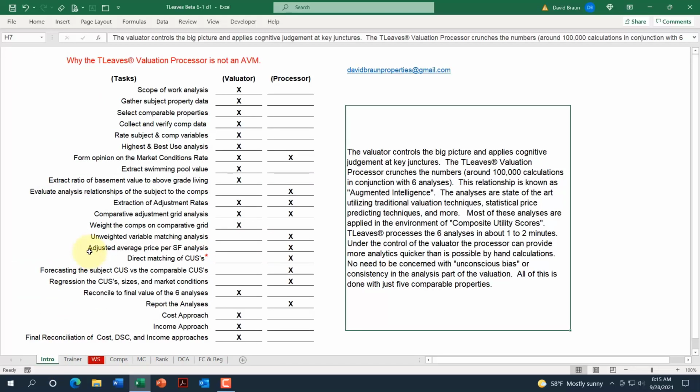of the TLeaves valuation processor, and we'll call this practice problem 1.